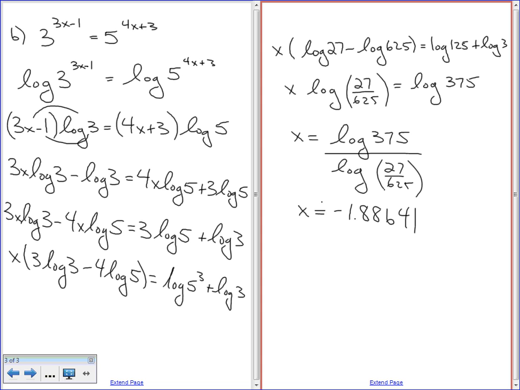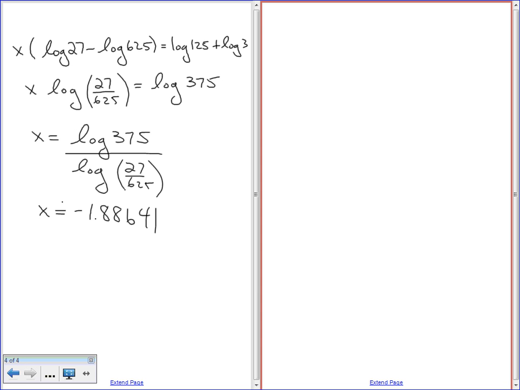Okay, so let's try another question. 2 to the exponent, 2 times 5 to the exponent x is equal to 3 times 7 to the exponent 2x.